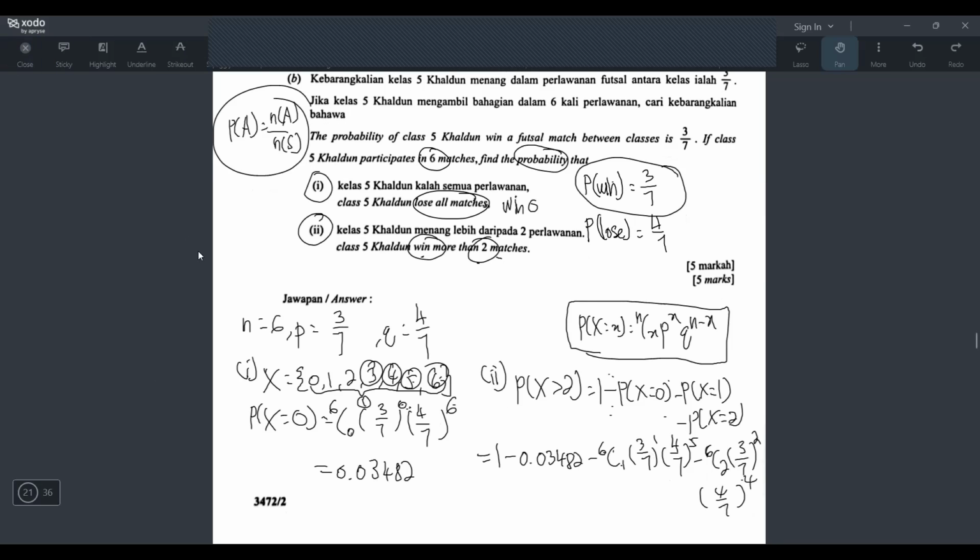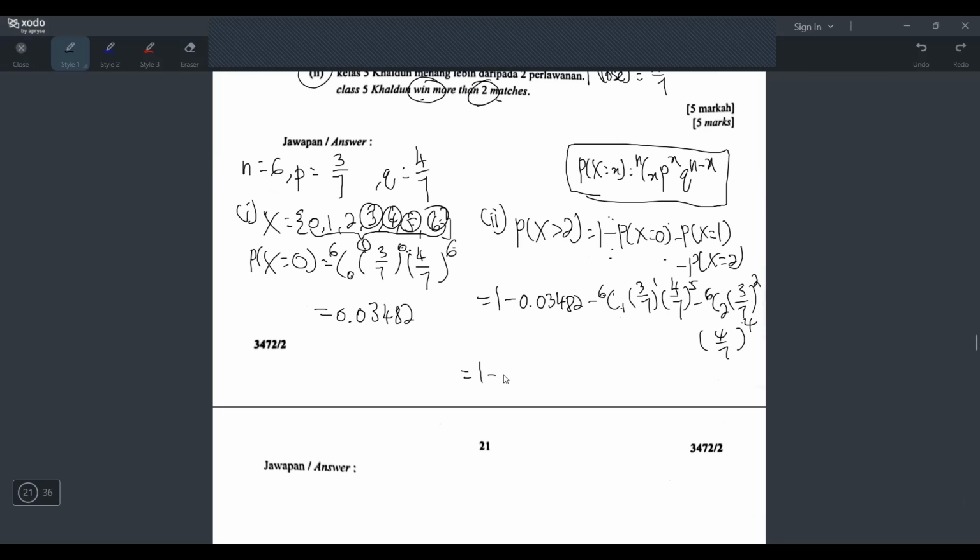All right. So now you just press the calculator and you get the answer. So 1 minus 0.03482 minus, now I'll press all of this. 6C1 is 6 times 3 divided by 7 times bracket 4 over 7 close bracket power 5. It's 0.1566. Actually it's 0.1567 because the next digit is 6, so you have to round up. Now this one: 6C2 times bracket 3 over 7 close bracket power 2 and then times open bracket 4 over 7 close bracket power 4.